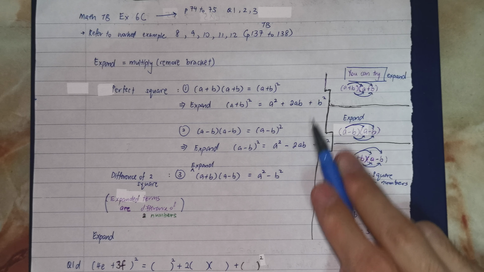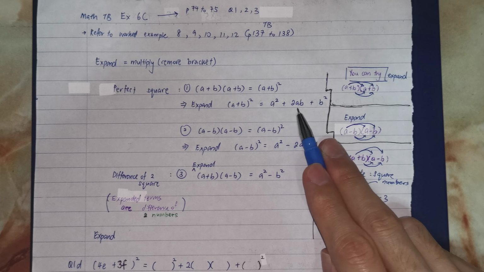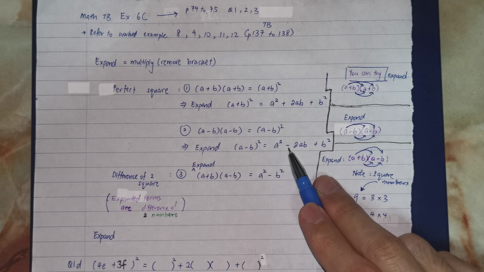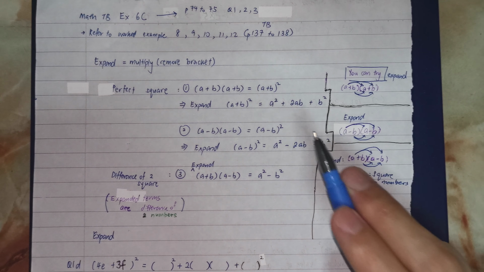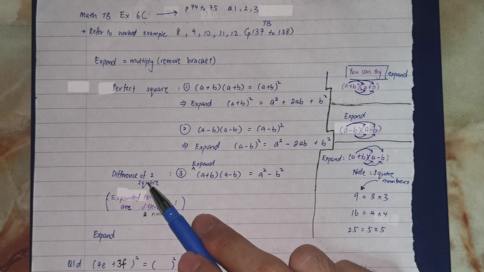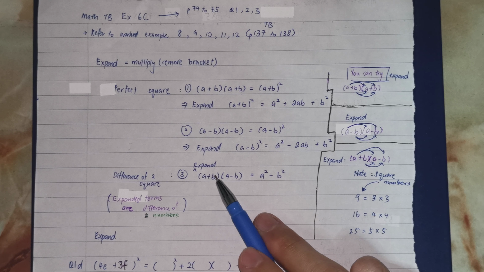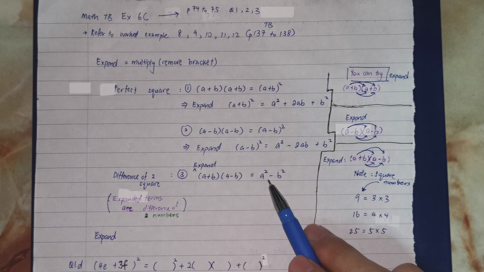So the only difference between these two expressions is that one has a plus in front of the 2ab, while the other one has a negative in front of the 2ab. And the last one will be to expand the difference of 2 square. So why is it called a difference of 2 square? Because this one is like a multiplier of a square number.